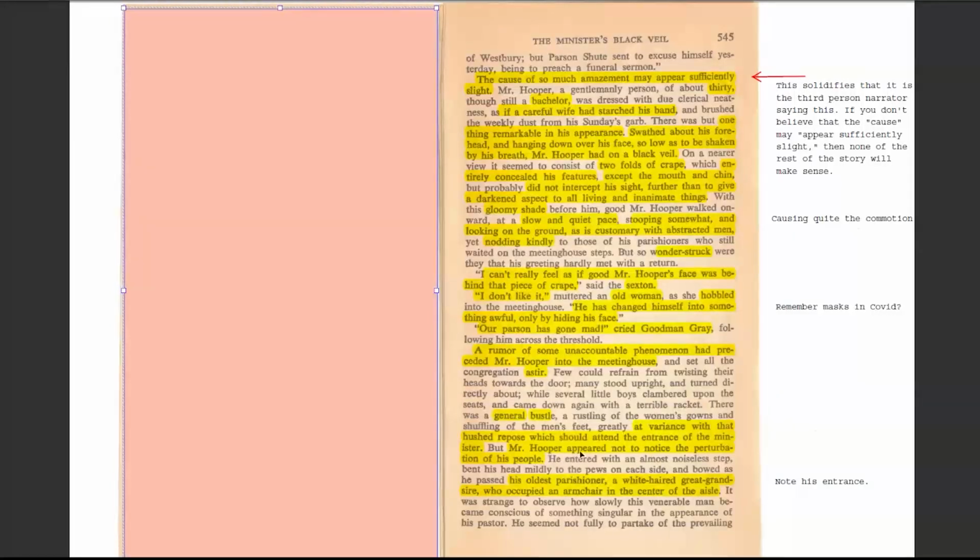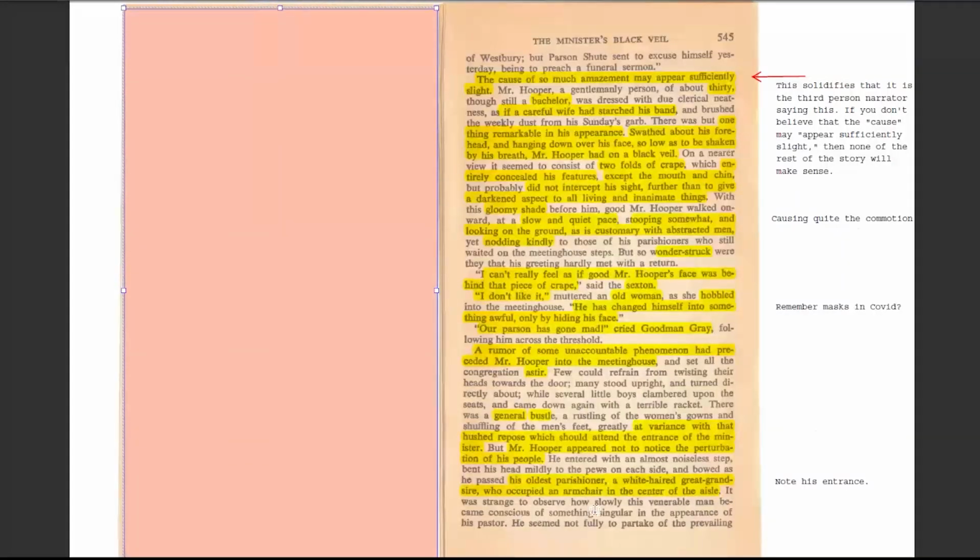There was a gentle bustle, a rustling of women's gowns, shuffling of men's feet, greatly at variance with the hushed repose. Remember, a meeting house, hushed repose, quiet. It's church-like, right? Which should have attended the entrance of the minister, but Hooper appeared not to notice the perturbation of his people. He entered with an almost noiseless step, bent his head mildly to the pews on each side, so he's bowing to them as he passes. And as he passed the oldest parishioner, who was a white-haired great-grandsire, who occupied an armchair in the center of the aisle.